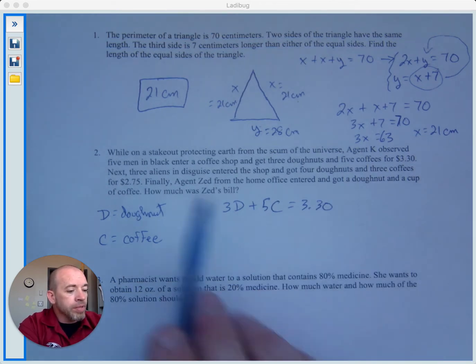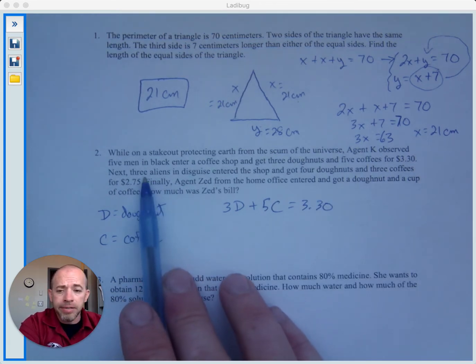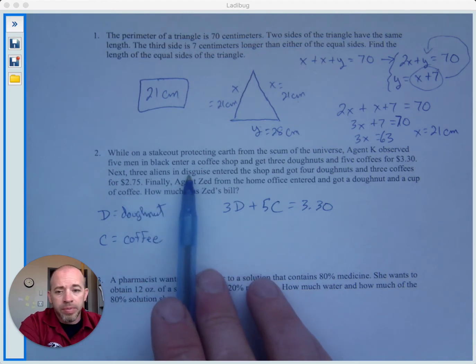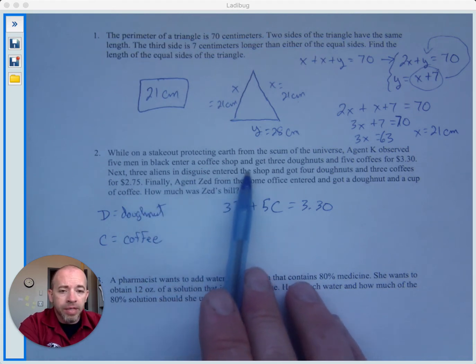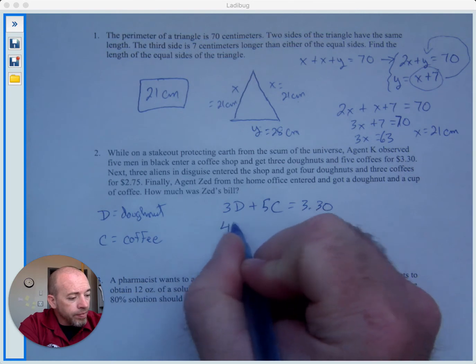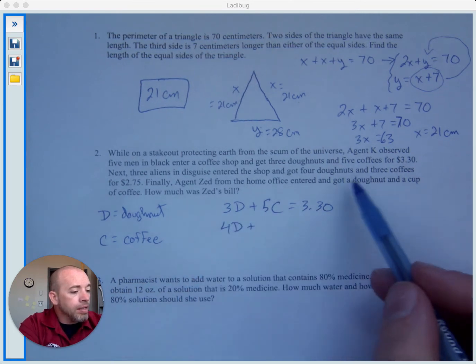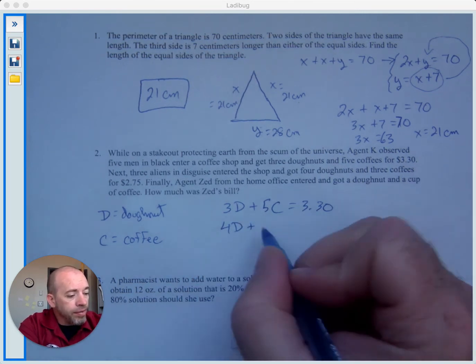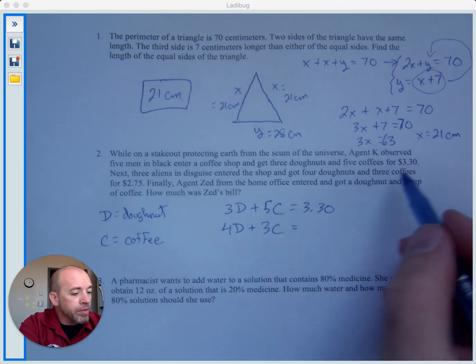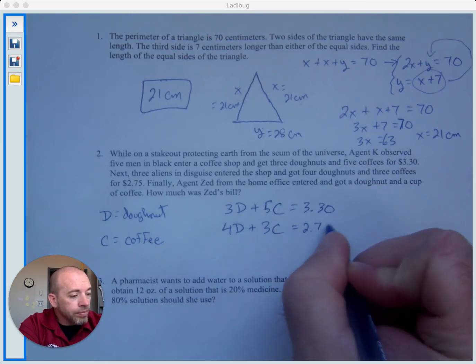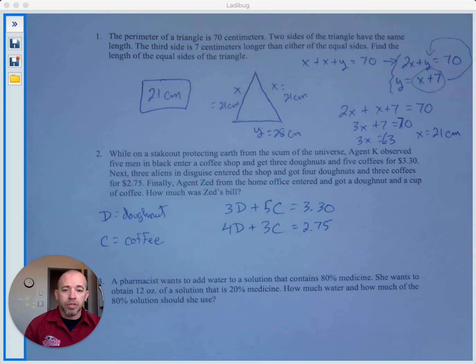The second group, the 3 aliens. Does it matter that there are 3 aliens? No, not really. Could be any number of aliens. They got 4 donuts and 3 coffees, and their bill was $2.75. So using these 2 equations, we should be able to figure out the cost of a single donut and a single cup of coffee.